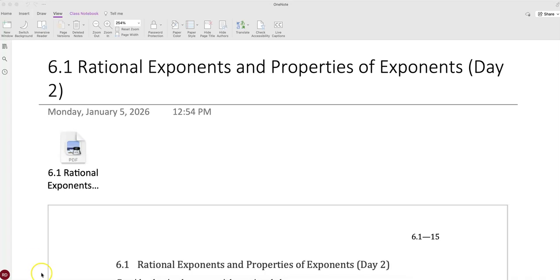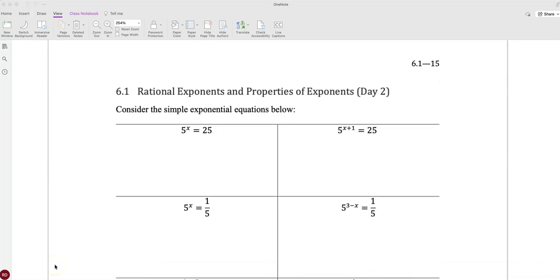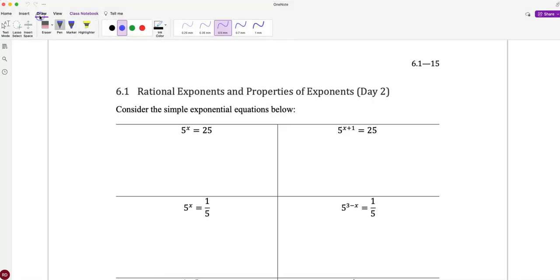Okay, Algebra 2, we're spending our second day in the exponents, and we'll deal a lot with the rational exponents, the fractional ones here. Let's look at these simple exponential equations. Now, what makes this an exponential equation is the variable is in the exponent, okay? 5 to the x is equal to 25.